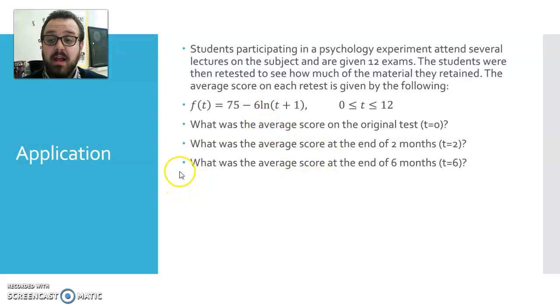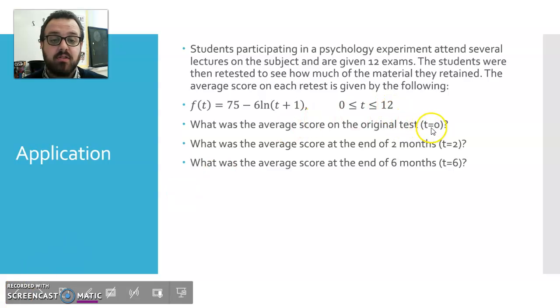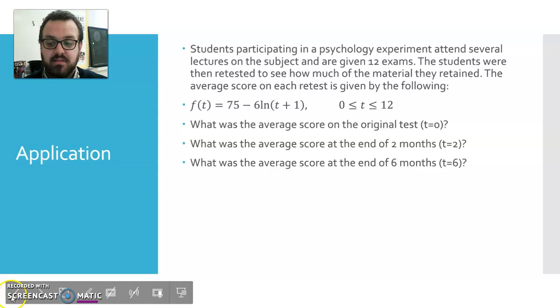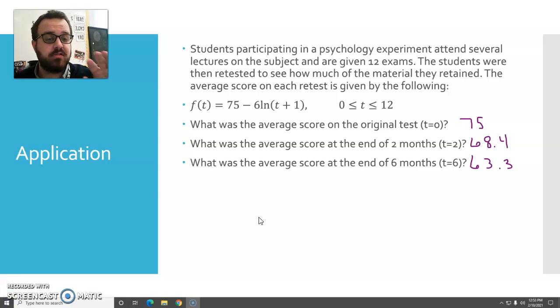So everybody, you're going to need to take a calculator. You'll see a natural log on there. You can use that. Okay, go ahead and plug those in and tell me what you get for after 0 tests, okay, the original test, and then 2 tests, and then 6 tests. Okay, and we kind of see our scores here. So the original test, the average score was a 75. Then after 2 months, it went down to a 68.4. Then after 6 months, it went down to a 63.3.